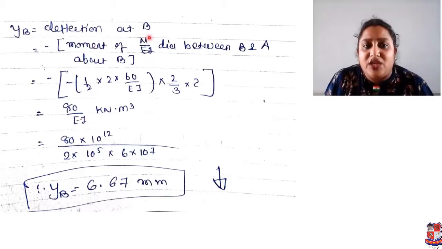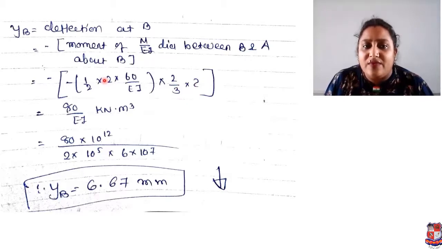Then deflection at B. YB is equal to the deflection at B. So what is the deflection at B? This is equal to minus the moment of the M upon EI diagram between B and A about B. Okay. Minus is also indicated over here. Our moment of the M upon EI diagram is already negative, so the minus sign is there. We have to put the area. So as per the triangular area, 1/2 base into height. So we have to mention 1/2, and our base will be the length, our span 2 meter, and our M upon EI diagram value 60 upon EI, and there is a CG distance of 2/3 of 2.